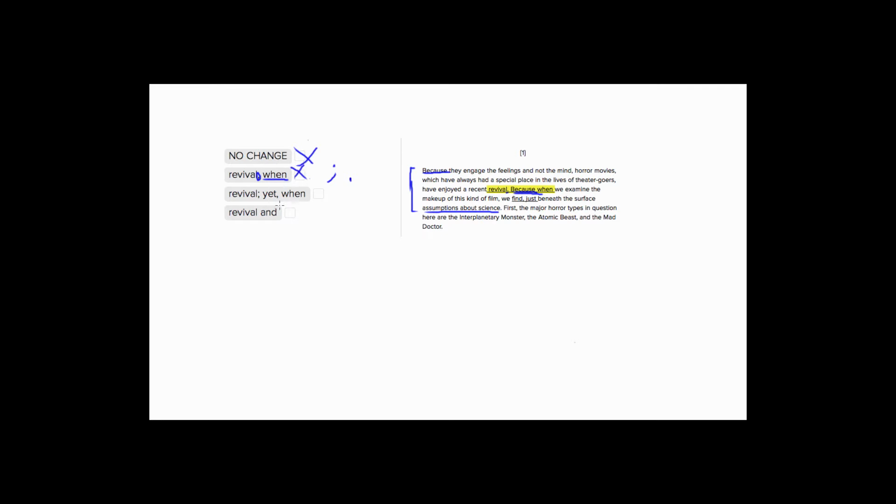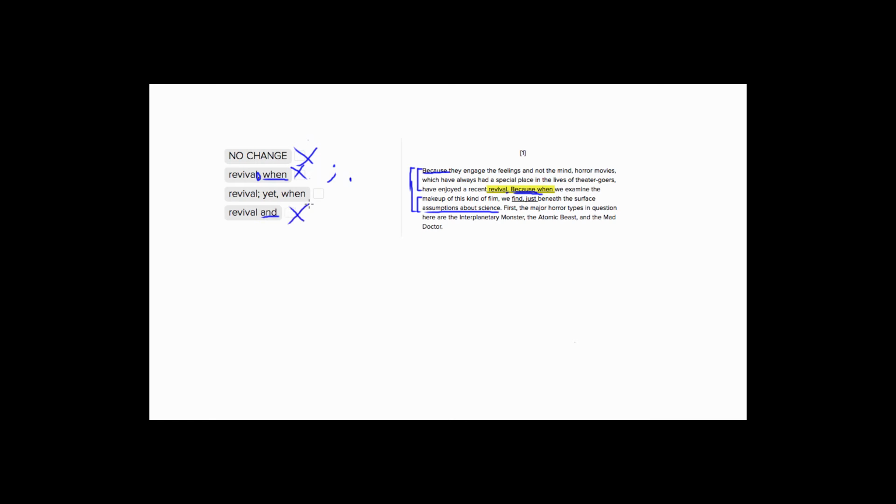Choice number 5 is bad because it has no punctuation. Since this clause about horror movies and this clause about science assumptions are two independent clauses, we won't be able to separate them just by "and because." That'll create a run-on situation. We'd need some sort of punctuation to separate the two. So that's not going to be good.